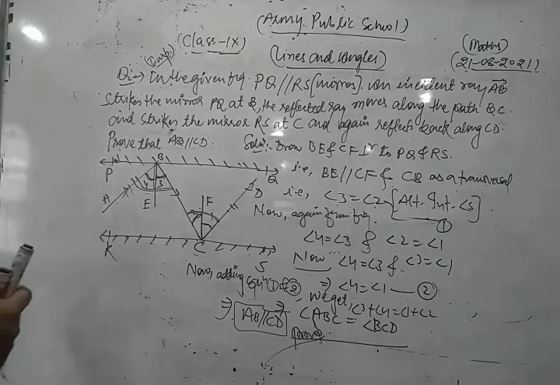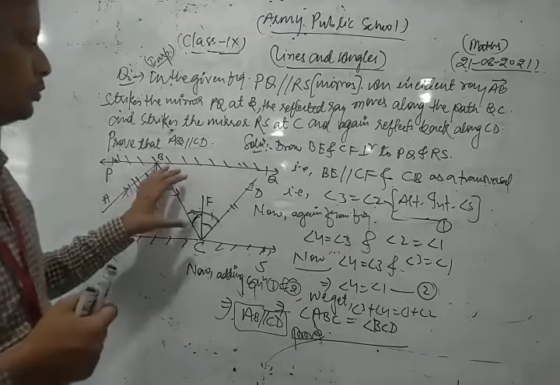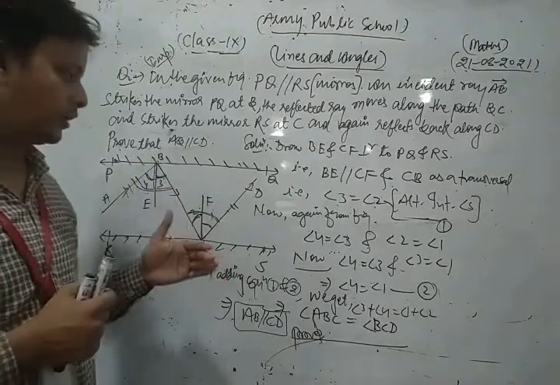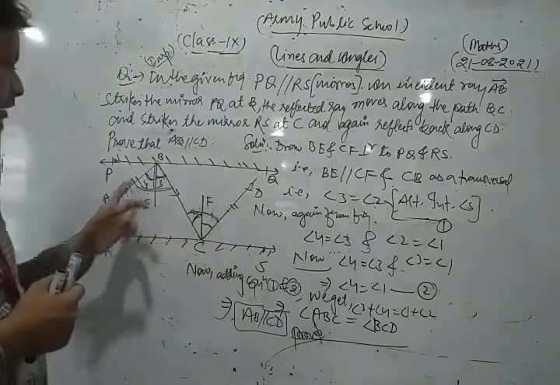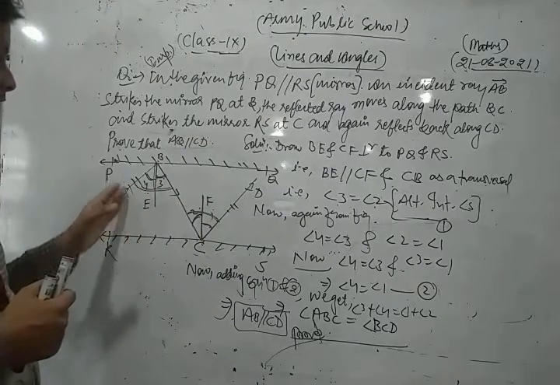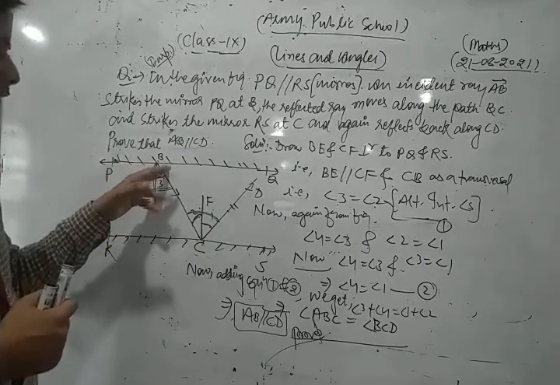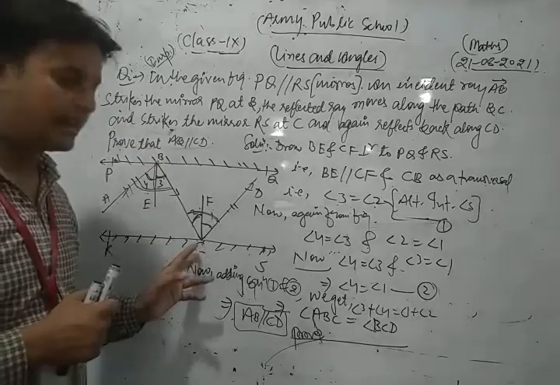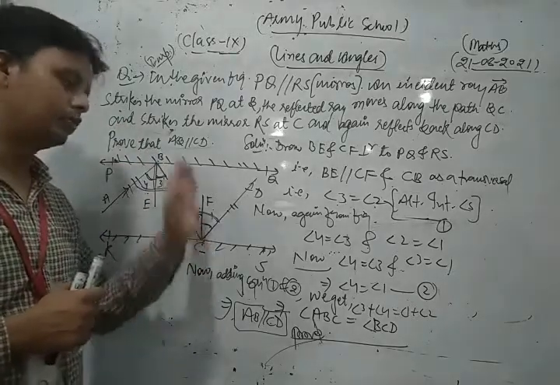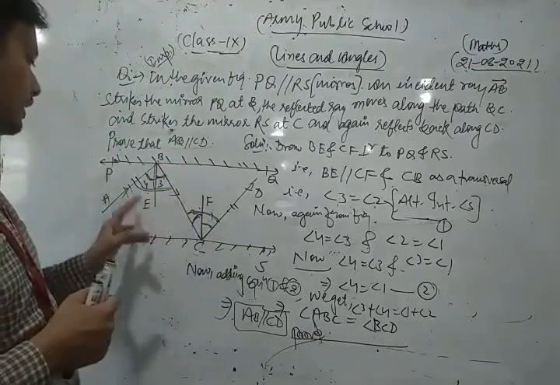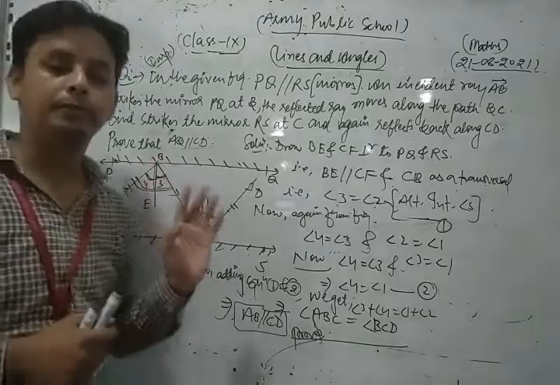The question is that there are two mirrors PQ and RS placed parallel to each other. AB is the incident ray that strikes PQ at point B. After that, it is reflected and strikes RS at point C, and then again reflected and goes along the path CD. This is the figure. We have to show that AB is parallel to CD.